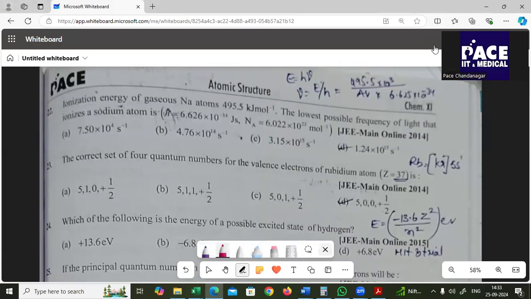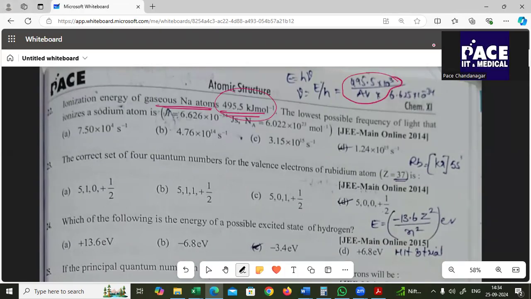Next, coming up with the next set of questions. Question number 22: the ionization energy of gaseous sodium atoms is given to you in kilojoules per mole. We don't want per mole here because the answer is not in per mole. So you will convert these many kilojoules per mole: 495.5 kilojoules, into 10 power 3 per mole, divided by Avogadro number. This one will be your energy.